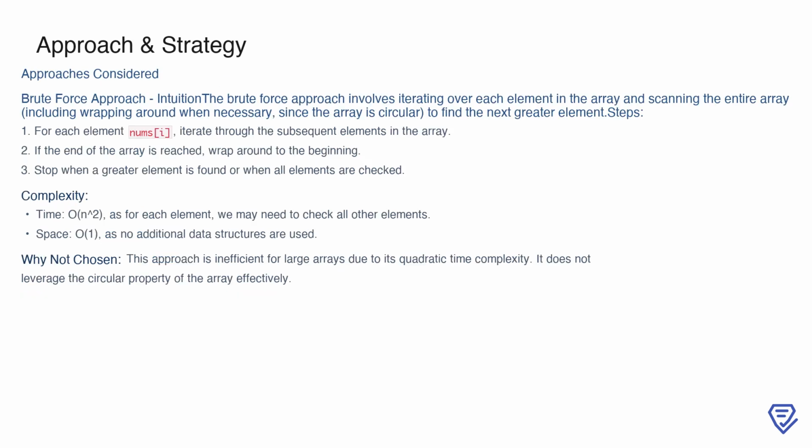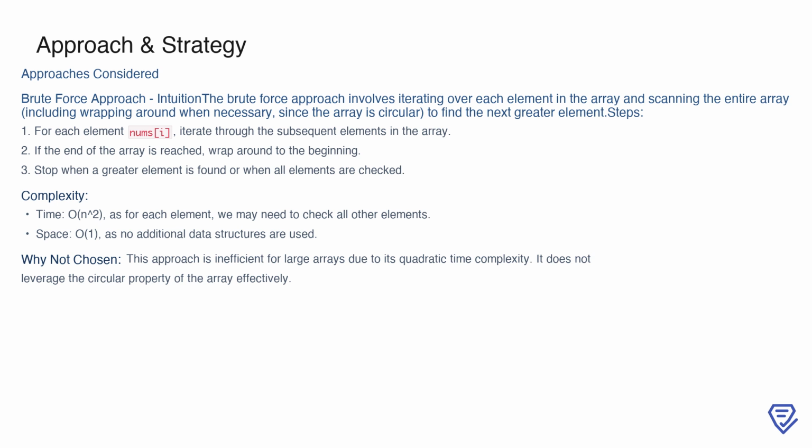To solve the problem of finding the next greater element in a circular array, one straightforward approach is the brute force method. The intuition here is simple. For each element in the array, we systematically check every other element to find the next greater one. Since the array is circular, this includes wrapping around to the beginning once we reach the end. The steps involve iterating over each element, scanning forward in the array, and looping back if necessary until we find a greater element or exhaust all possibilities.